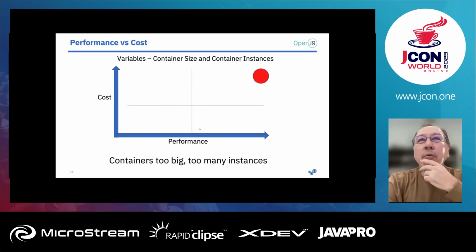So this is basically the worst case scenario from a company standpoint. We're making our containers way too big. We have way too many instances running to handle the peak demands of our customers. So from a customer standpoint, performance is great, but we're spending way too much money.